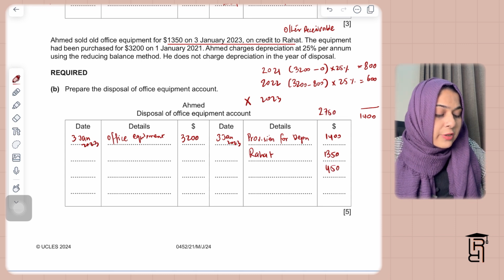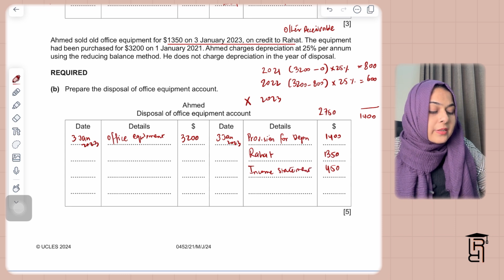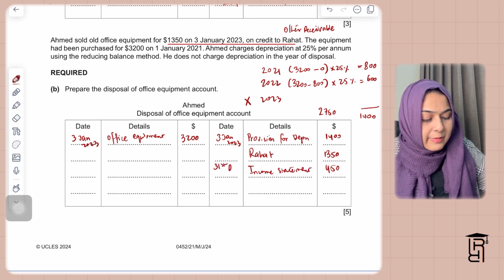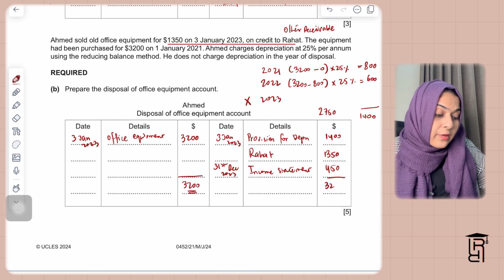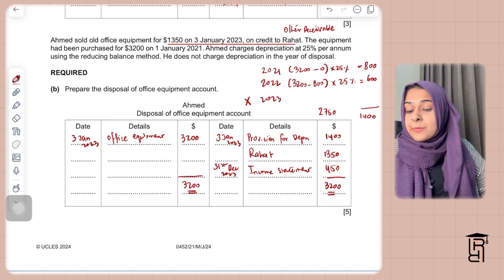And also I will tell you how I know it's a loss. One second, we need to compare the net book value with the selling price. We'll write here income statement, and we'll write here 31st December 2023, because income statement will be prepared on 31st December 2023, and on that date we'll basically transfer the loss to the income statement.